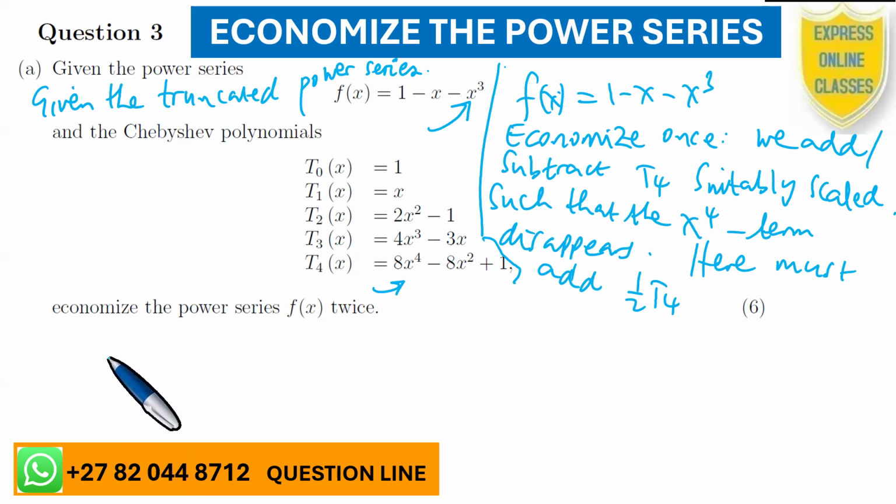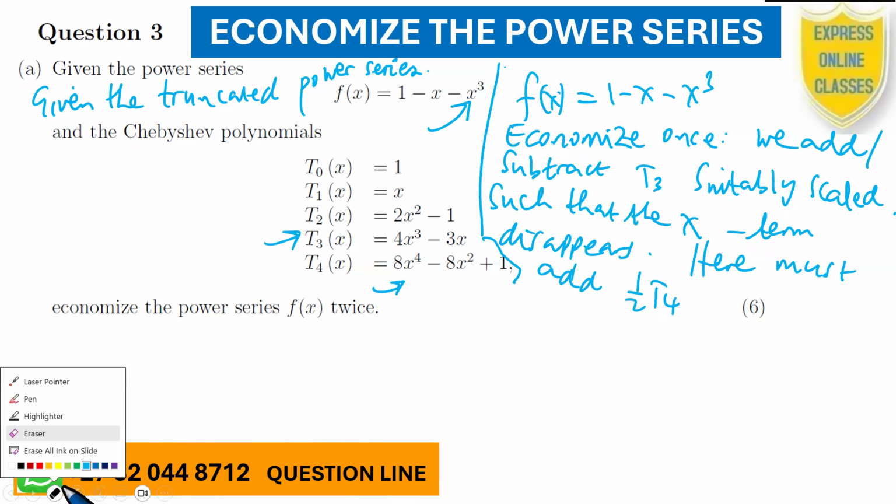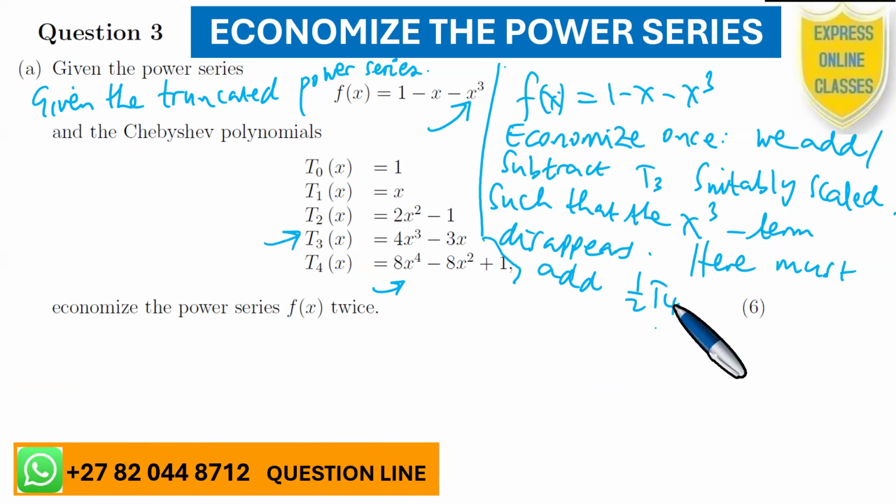So we look at these and ponder and reason extra carefully. Now we're going to look at the fact that the highest degree is cubed. I want us to organize our ideas very well. The highest degree in f is the cube, and the cube appears in T3. So we focus on T3 rather than T4. We're going to add or subtract T3 because that is what is going to help us, suitably scaled such that the x to the third power term disappears.